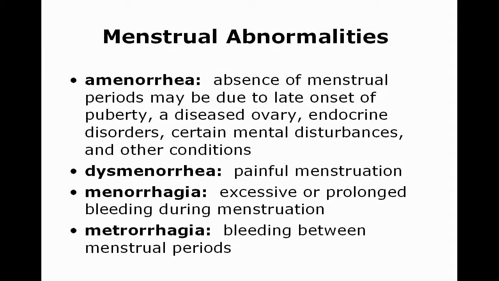Let me back up. Metrorrhagia is bleeding between the menstrual periods, and menorrhagia is excessive or prolonged bleeding during the time of menstruation. Menorrhagia, excessive bleeding during menstruation. Metrorrhagia, bleeding between menstrual periods. There's also oligomenorrhea, which is scanty menstruation, where the person is menstruating very little.